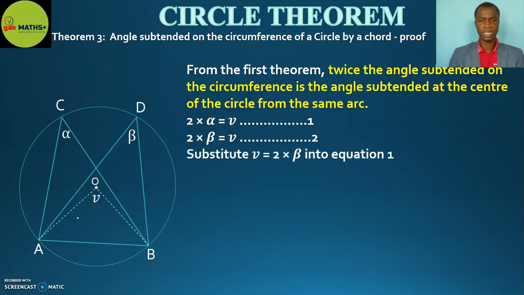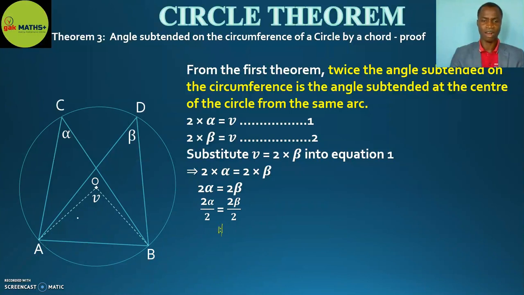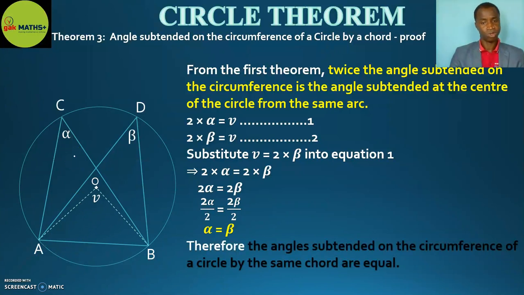Let's substitute V is equal to 2 times beta into equation 1. So this implies that 2 times alpha is equal to 2 times beta. Dividing both sides by 2, we have alpha is equal to beta. The relation this is telling us is that the angles subtended on the circumference of a circle from the same chord are equal.